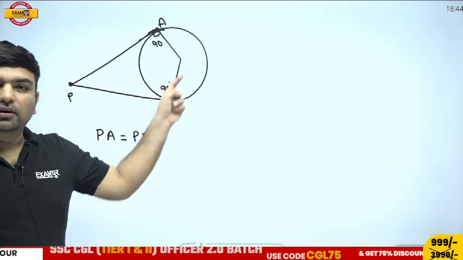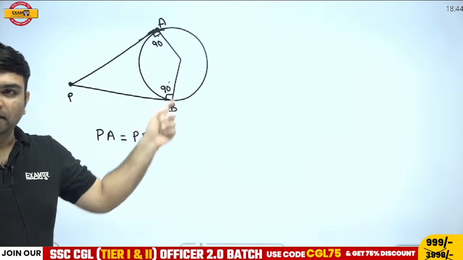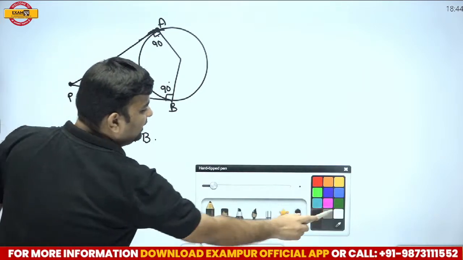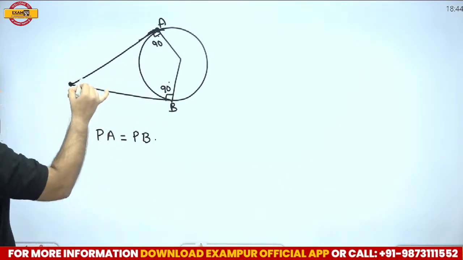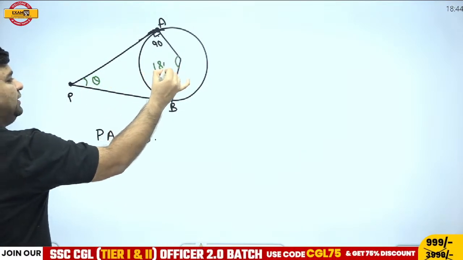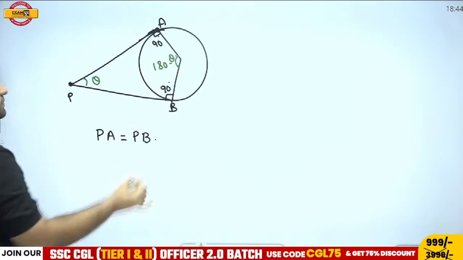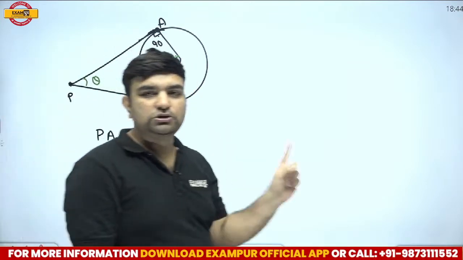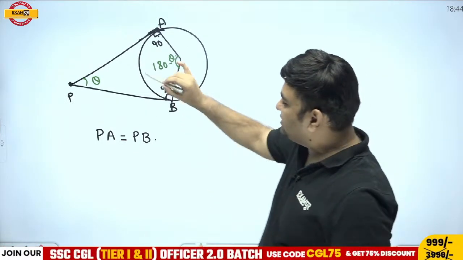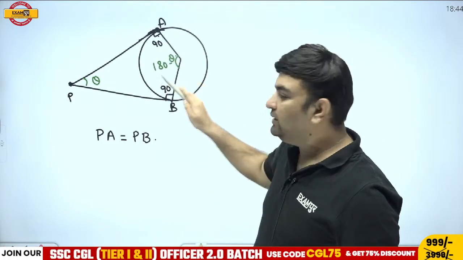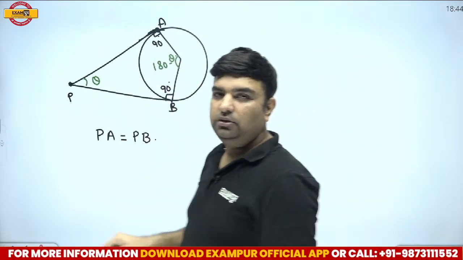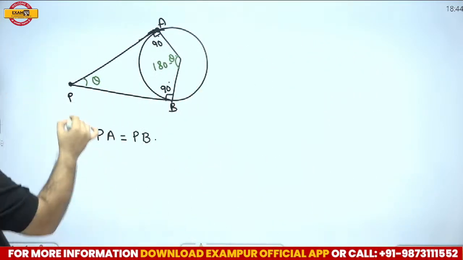Now this is a quadrilateral. In any quadrilateral, if I assume this angle as theta, this should be 180 minus theta. Tell me the reason. Because the sum of all angles should be 360 degrees. 90, 90, 180, so this should also be 180 to maintain 360 degrees.